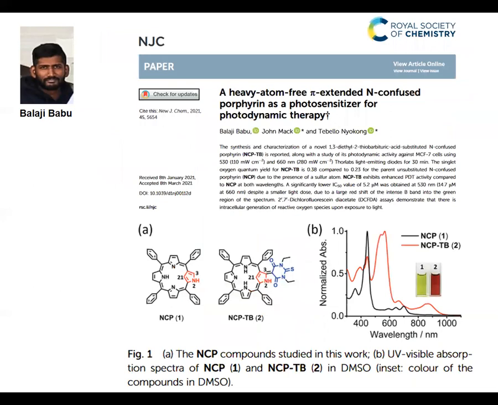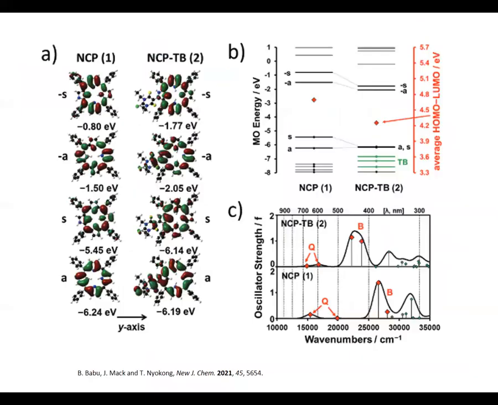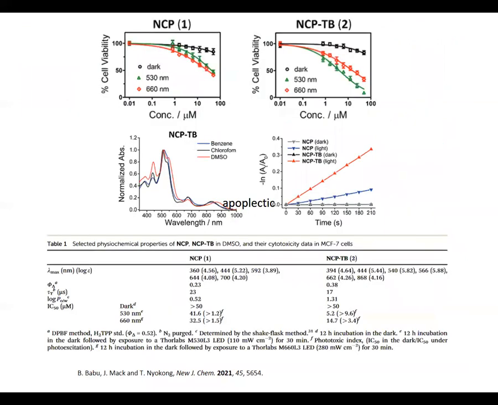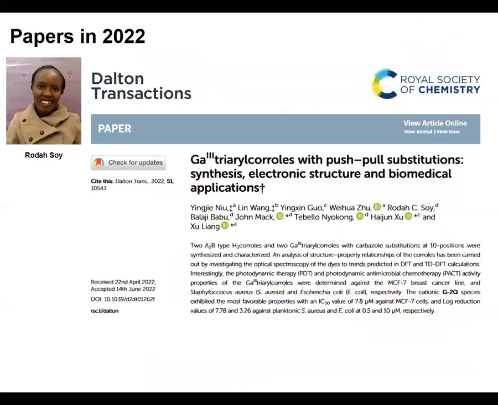And we've looked at what happens if we extend the pi system of N-confused porphyrins, and basically we can shift the band out almost to 900 nanometers in that context. We've looked at molecular modeling again to understand the trends and obtained reasonably positive looking activity results in that context.